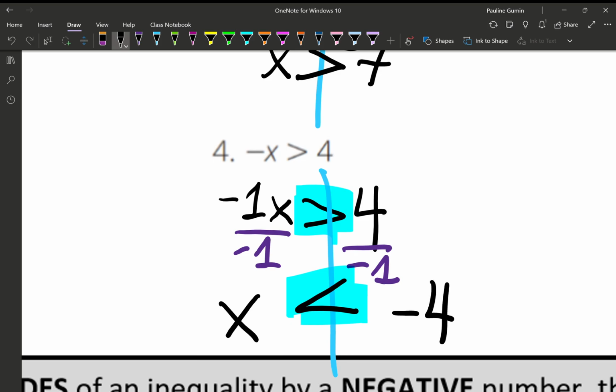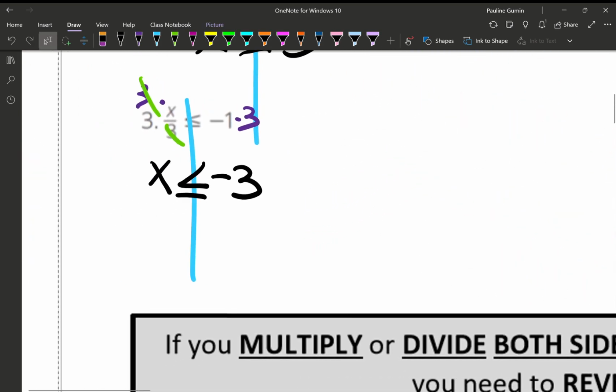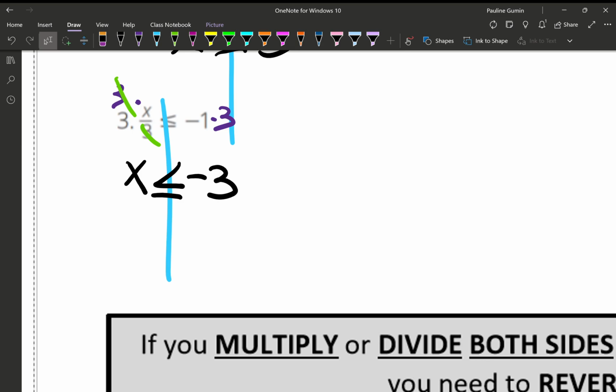X is on the pointy end. That's why it's less than. Oh, and I forgot to mention this less than or equal to. If there's a line underneath, think of it as stealing a line from an equal sign. So it's or equal to as well.